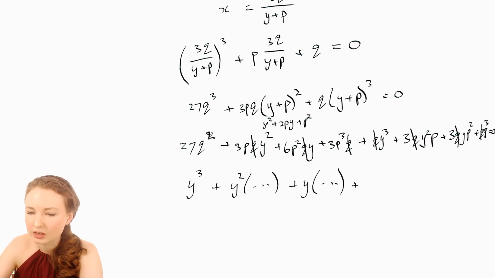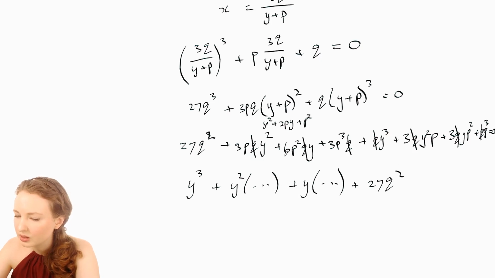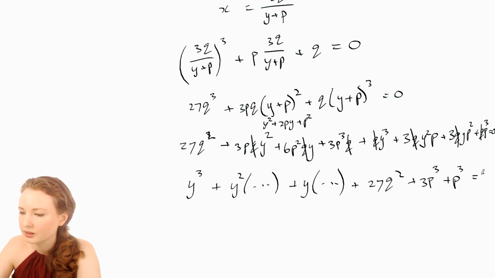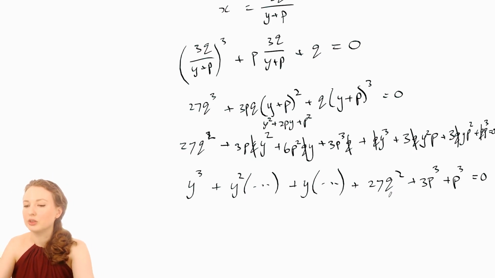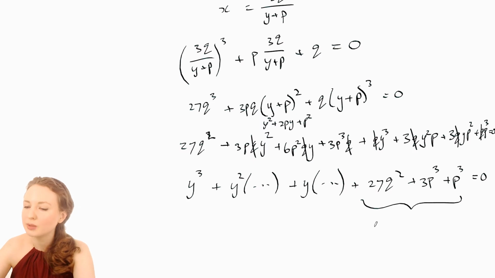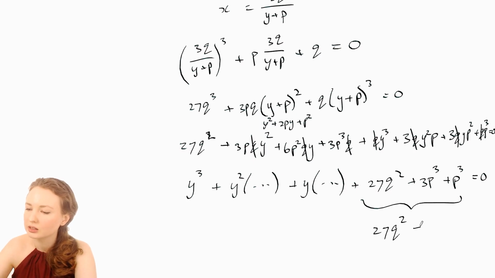So there's a 27 q squared there. We don't care about those. We've also got a 3p cubed from there. Don't care about that one or that one or that one. And we've got another p cubed there. So that is the constant term, and it's 27q squared plus 4p cubed.